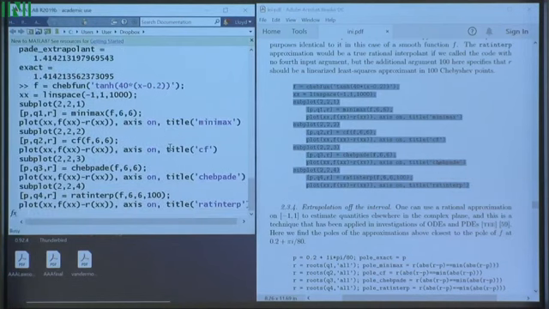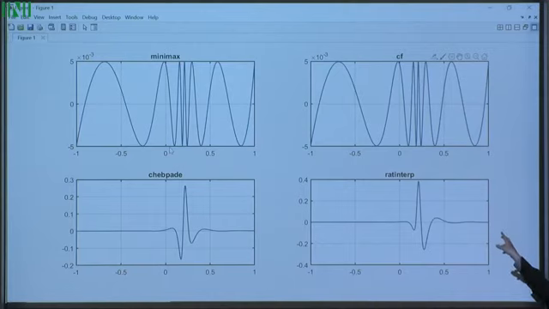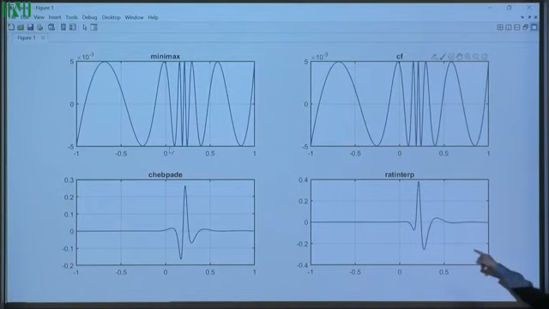If I execute that, you find that minimax has equioscillation, which we all know about. CF looks essentially the same. For all practical purposes, it is the same for smooth functions. Chebyshev-Padé is not as good. Notice the error is about 10 times worse. And ratinterp also is not as good, but these are perfectly serviceable ways to approximate functions.